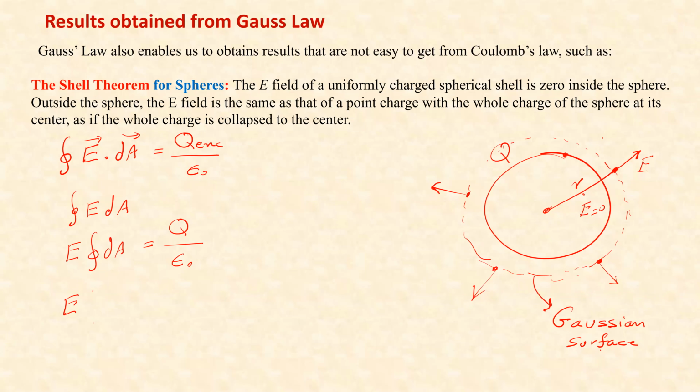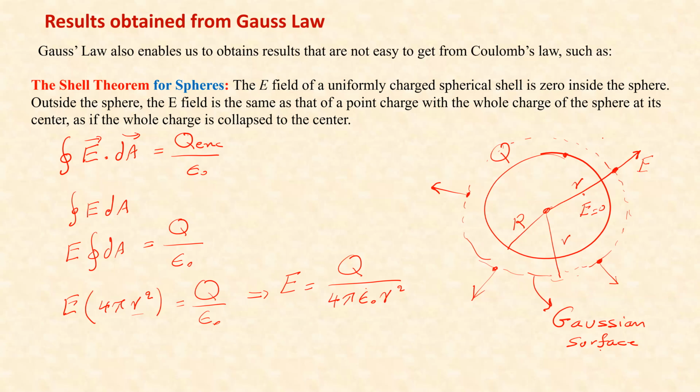and E times 4 pi r squared, where r is the radius of the Gaussian surface. This is little r, right? This distance is capital R. We don't have anything to do with that. We take the integral, which gives 4 pi r squared, little r squared, the Gaussian surface radius, equal to Q over epsilon naught, and then E becomes Q over 4 pi epsilon naught r squared, again, or KQ over r squared.